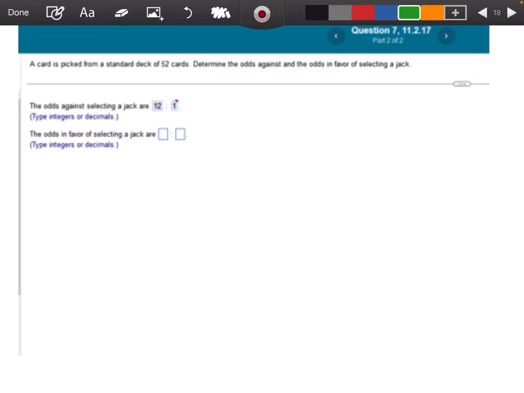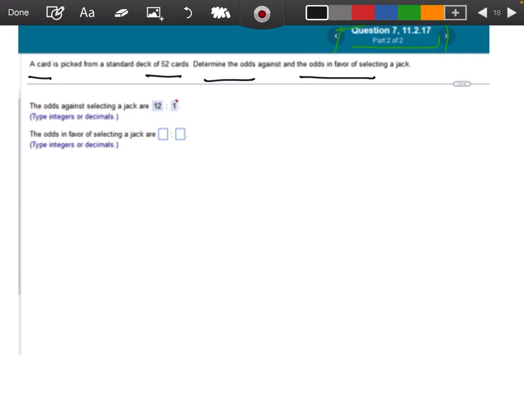All right, y'all. So this is question number 7 out of 11.2. And it says, a card is picked from a standard deck of 52 cards. Determine the odds against and the odds in favor of selecting a jack.